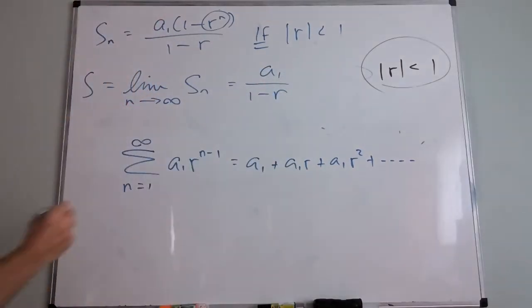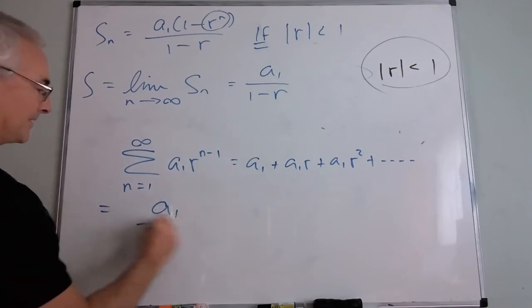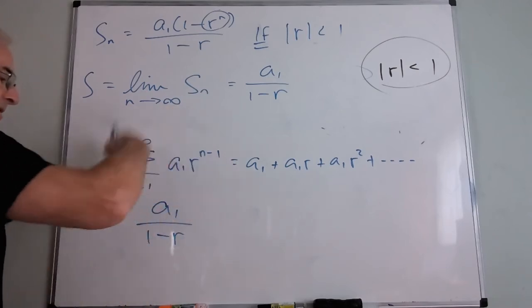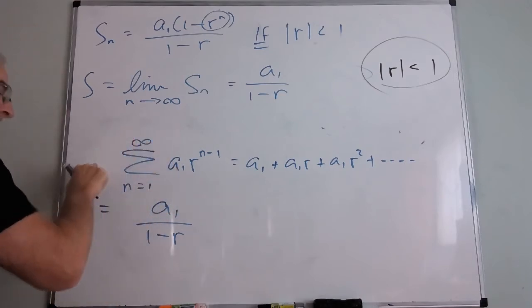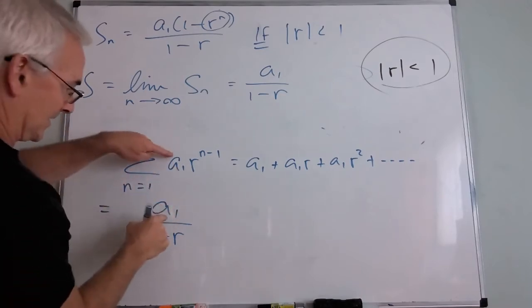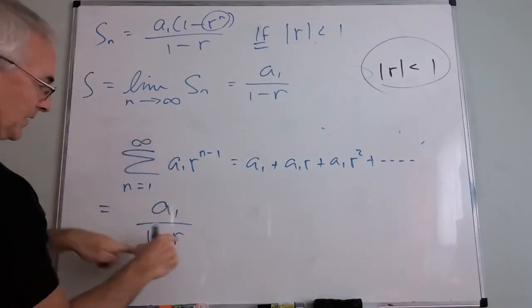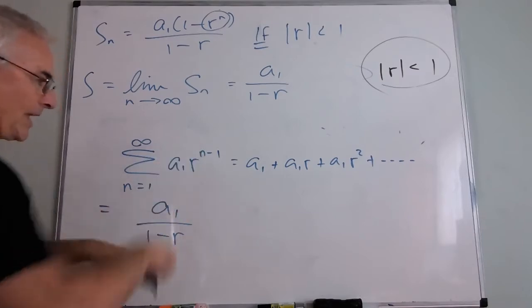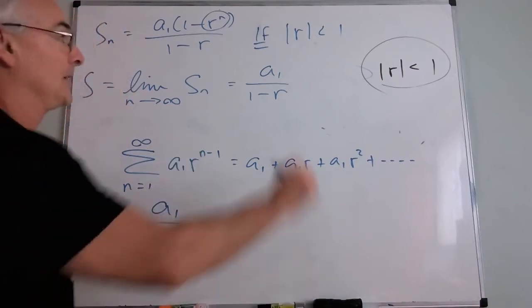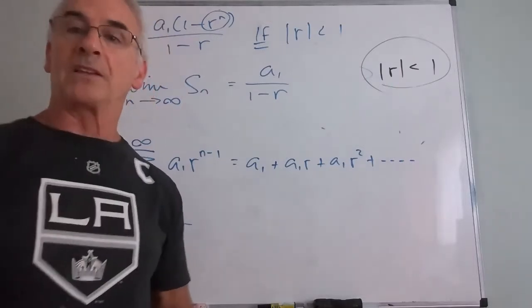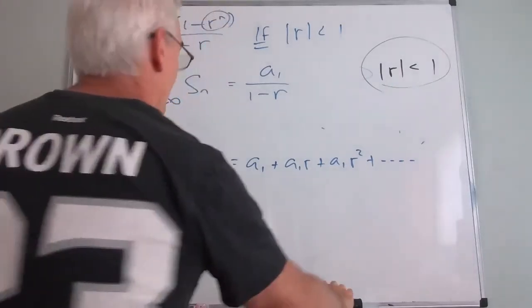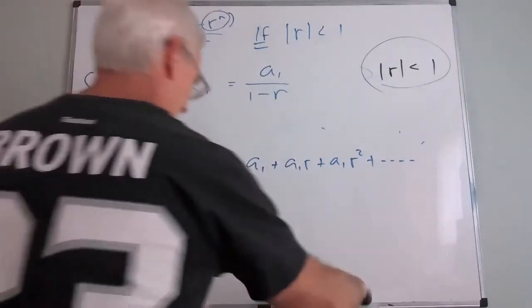Oh, that is so cool. This infinite sum is equal to this. Now, if I factor the a1 completely out, it's the same a1. So that's all I get if this is true. Whoa. So let's do a simple example of this. And we've all seen this problem before. All right.